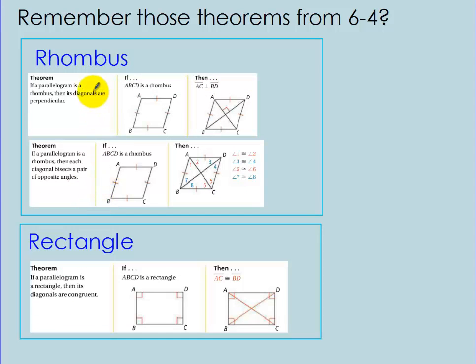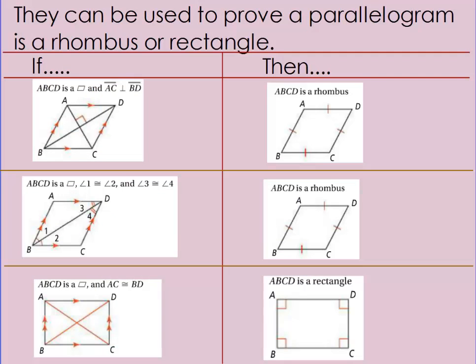So you remember this section from last section. Remember the theorems we did? The two for the rhombus and one for the rectangle? Well, this section basically says they can be used to prove a parallelogram is a rhombus or rectangle, kind of backwards.